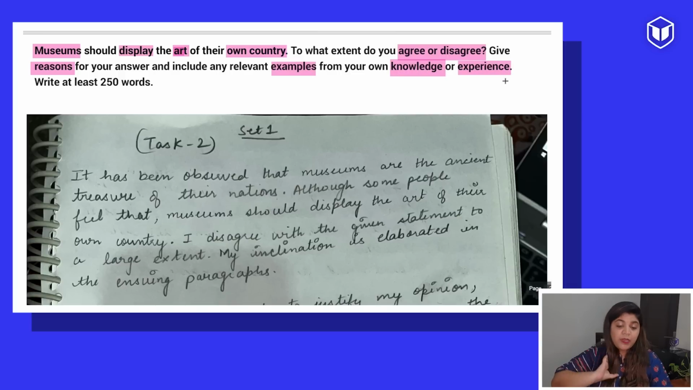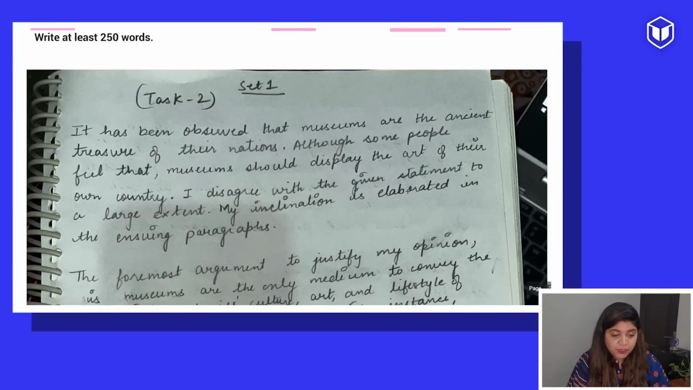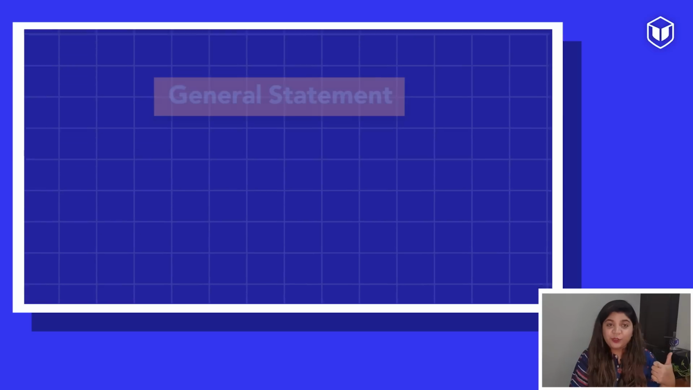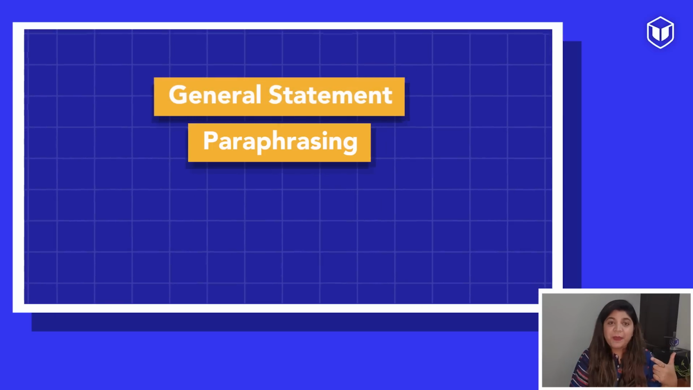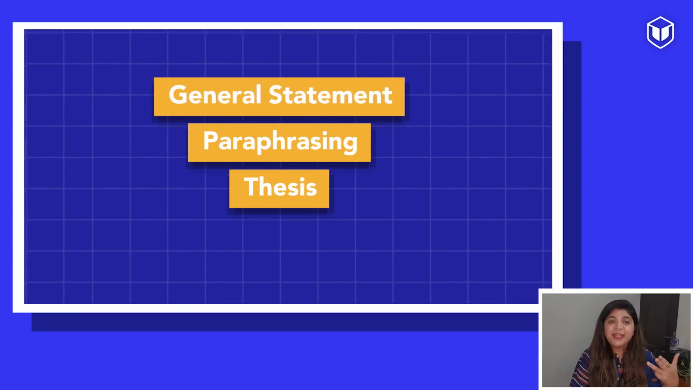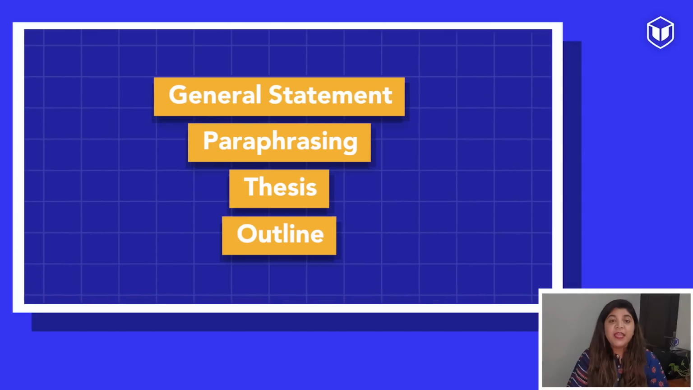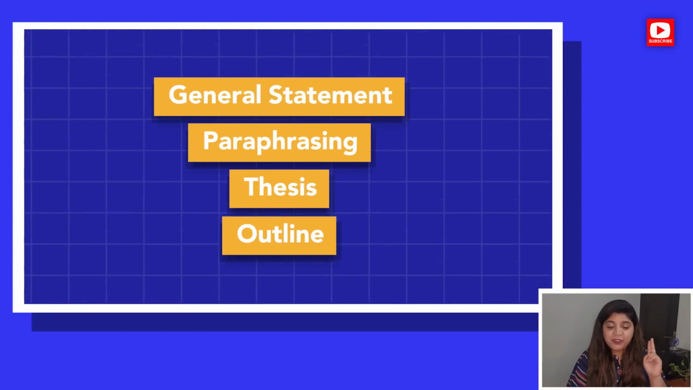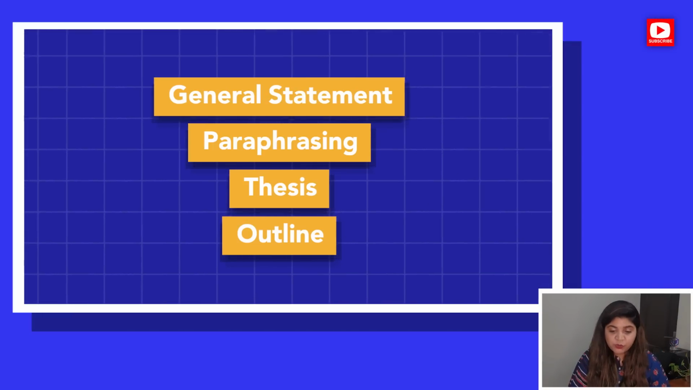Okay, now let us read the introductory paragraph that the student has written. You all must be aware of the format of introduction, right? There should be 4 sentences. Very first would be your general statement, second paraphrasing, then thesis, then outline of the ideas. And out of these 4, 2 are mandatory, paraphrasing and thesis. So let us see what the student has written.